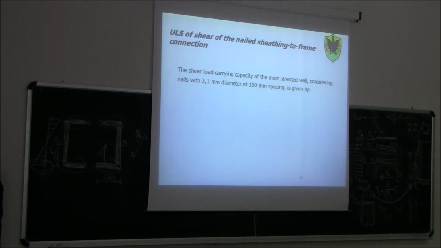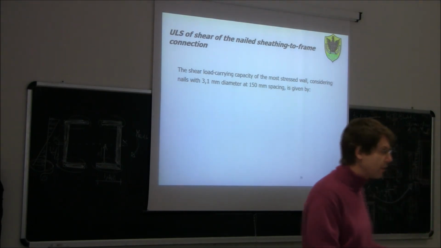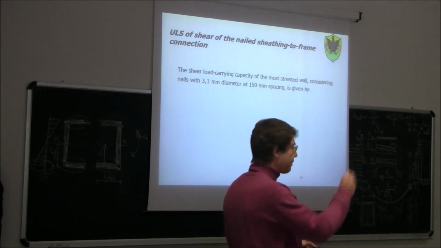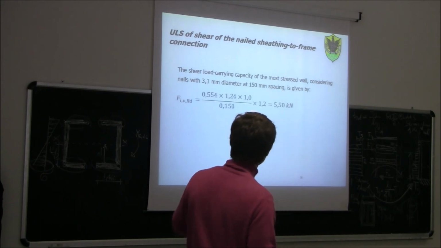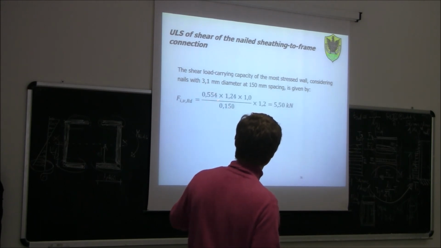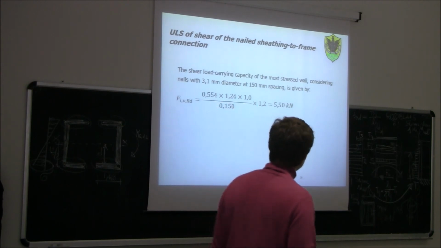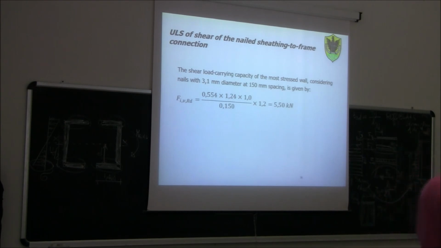We now assume a certain value of the spacing, for example 150 millimeter, which is quite a common value. So 1A, 3.1 millimeter every 150 millimeter spacing. If we substitute inside the formula, this will be 0.554, the strength for a single nail, times the breadth of the wall, 1.24, times this coefficient 1, divided by 0.15, which is the spacing, times 1.2, which gives 5.5 kilonewton. So the whole wall can resist 5.5 kilonewton of shear.